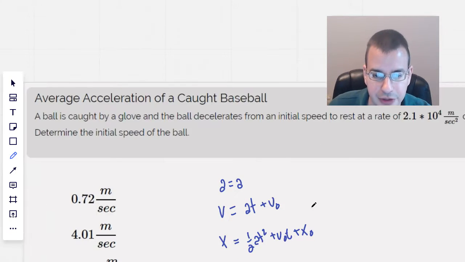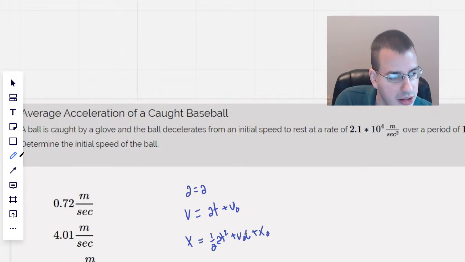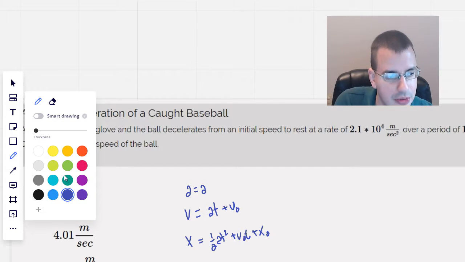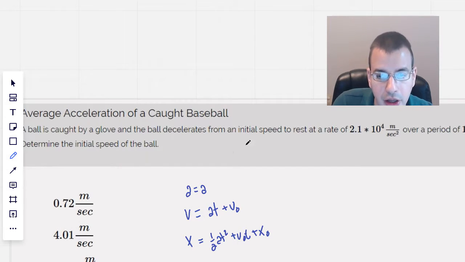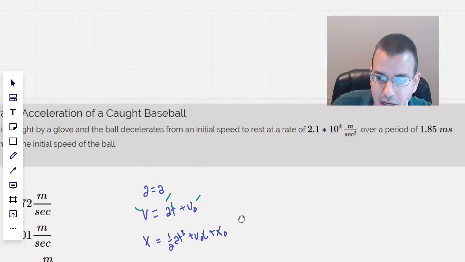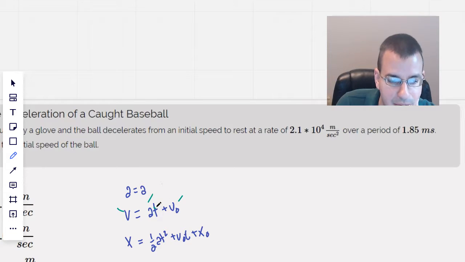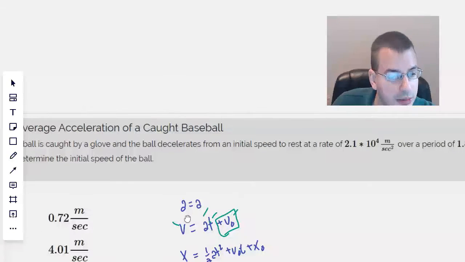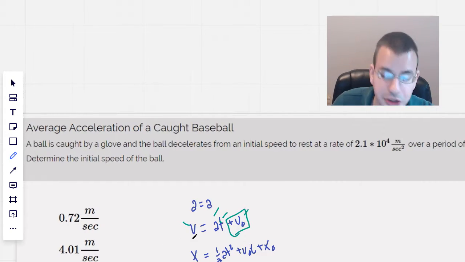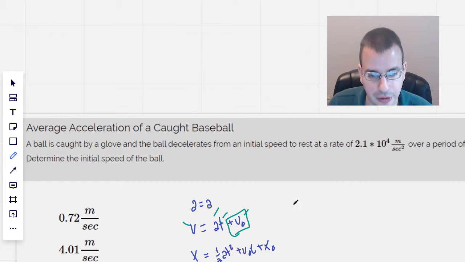Okay, so focus. We have an initial speed, comes to rest, which gives us a final speed of 0. We have an acceleration, and we're given a time. So we're actually trying to find the initial speed, so we don't have that yet. But long story short, we will use the middle formula.